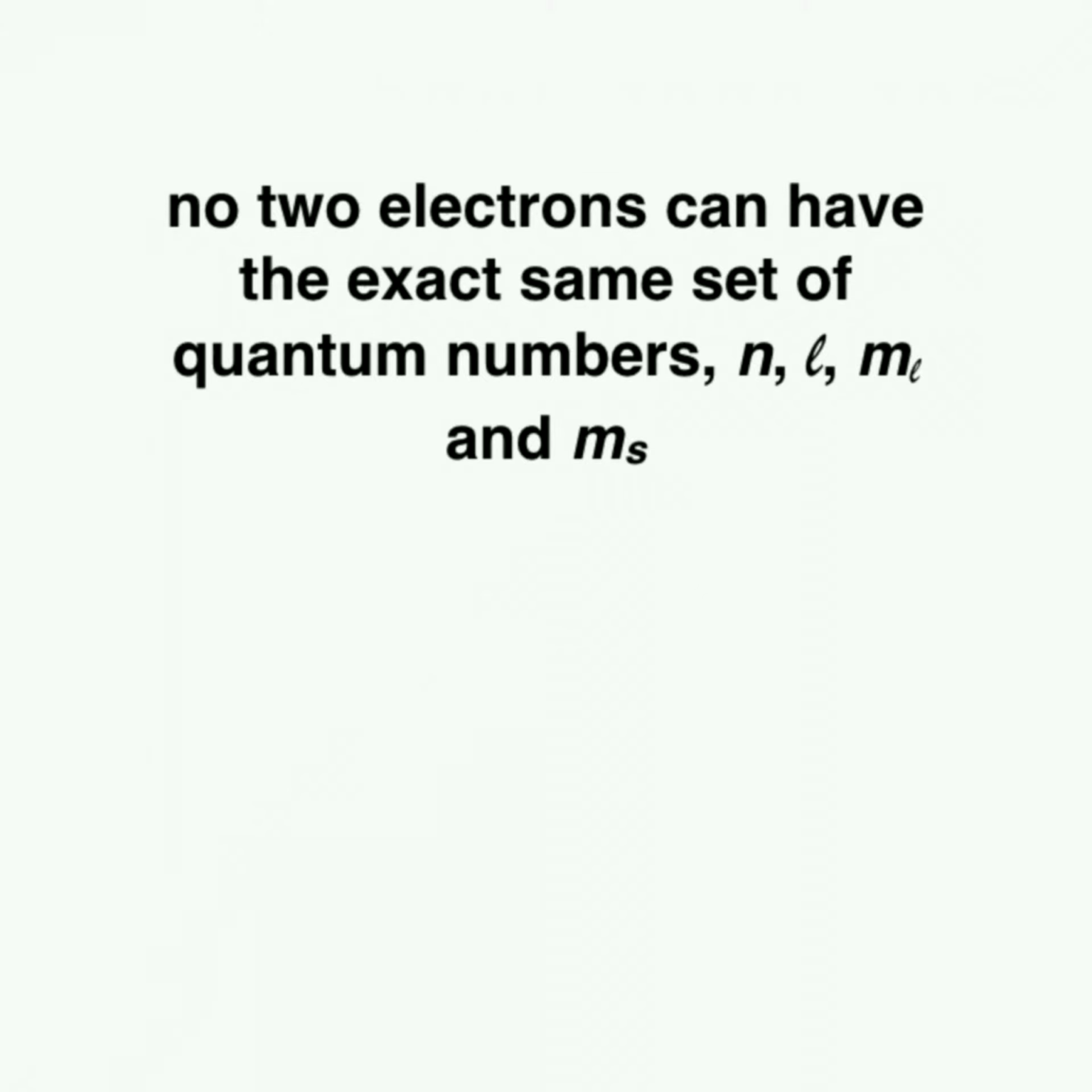This tells us that if two electrons have the same first three quantum numbers, that is n, l, and m subscript l, then they must have a different fourth quantum number, meaning an opposite spin.